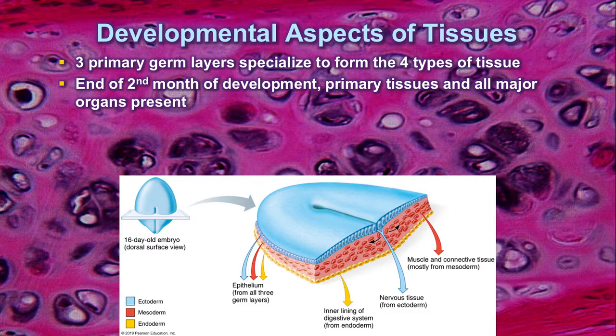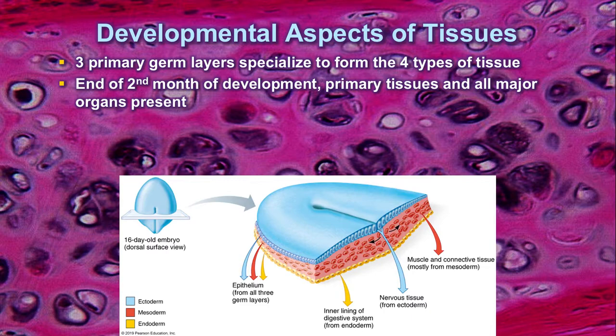Okay, anyway, so there are 3 primary germ layers. There is this layer called the ectoderm, which is blue, the red layer called the mesoderm, and the yellow layer called the endoderm. The yellow layer, the endoderm, gives rise to the inner lining of the digestive system, always. Those cells will always become the inner lining of the digestive system. The ectoderm, this blue layer, forms the nervous tissue. So our nervous system comes from this layer.